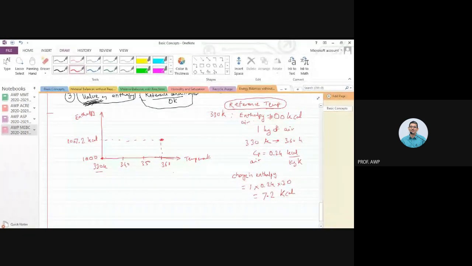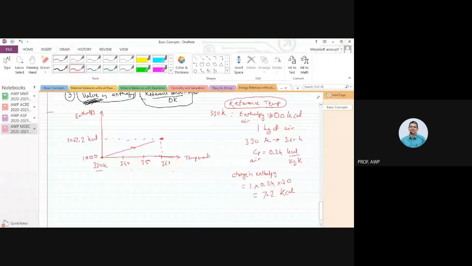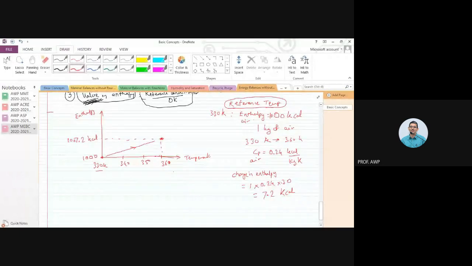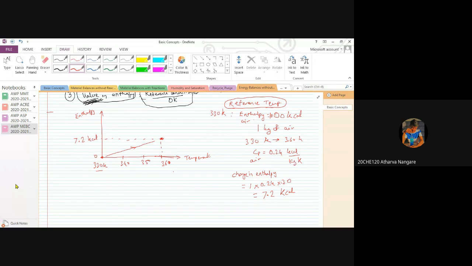So the change in going from 330 to 360, that change is 7.2 kilocalories. Whatever we call our reference, correspondingly we will plot a graph. It's just a way of saying where my y-axis starts. If my y-axis starts at 0, it is 7.2. Do you agree with this? Yes, sir. Okay.